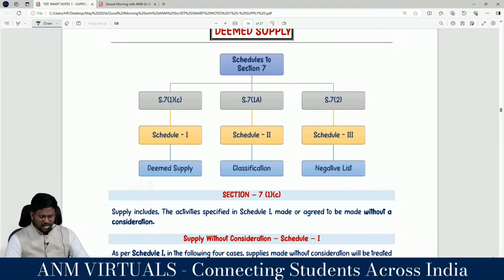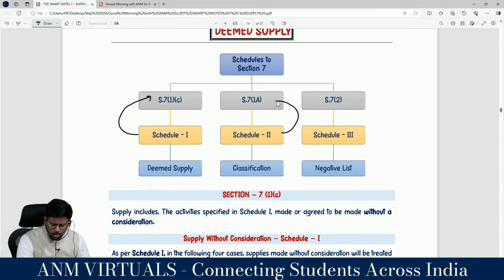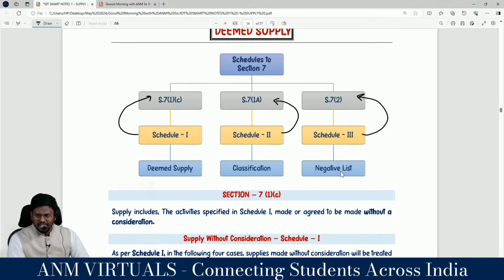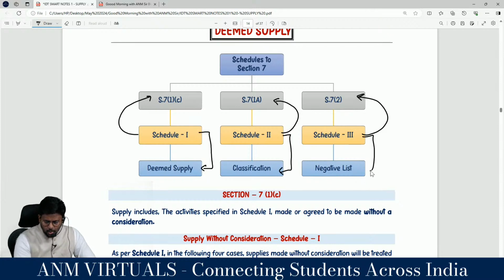Coming to the next one, sir, we are having various schedules. Sir, schedule number 1, schedule number 2, schedule number 3. Schedule 1 is set in section 7, subsection 1, clause C. So schedule number 1 is set in section 7, subsection 1. Sir, schedule number 2 is set in section 7, subsection 1A, correct? Whereas schedule number 3 is set in section 7, subsection 2. These are the authoritative sections where we are having schedules, correct? Schedule 1 what supply? Schedule 2, schedule 3.